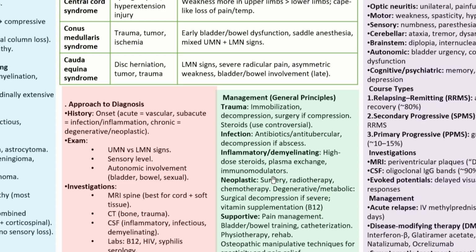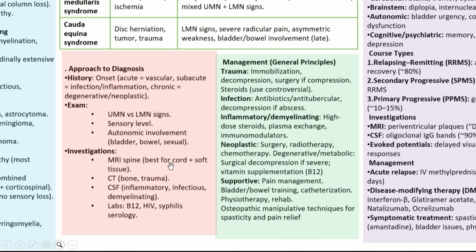So on examination, you want to look for upper motor neuron signs, which means the disruption is within the spinal cord or the brain, or lower motor neuron signs, which means the peripheral nerves. Then you want to see the sensory level, because that will help you localize where the lesion is, and then autonomic involvement. This is very important because remember we talked about things like neurogenic shock. We can have bladder and bowel dysfunction. This is going to affect your patient very much. There's also some sexual dysfunction because the parasympathetic is responsible for erection and so on. So you can already tell where that is going to go.